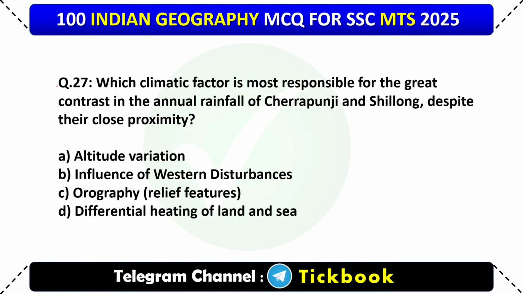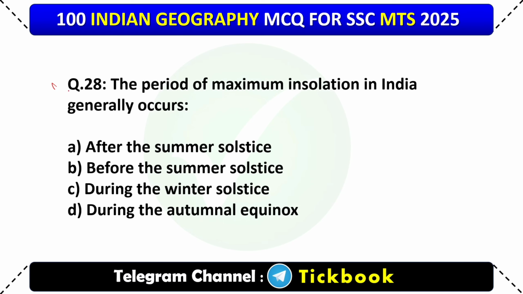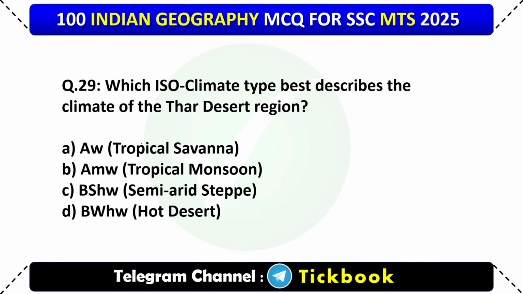27, which climatic factor is the most responsible for the great contrast in the annual rainfall of Cherrapunji and Shillong despite their close proximity? Number C, orography, relief features. 28, the period of maximum insolation in India generally occurs. Option number B, before the summer solstice.